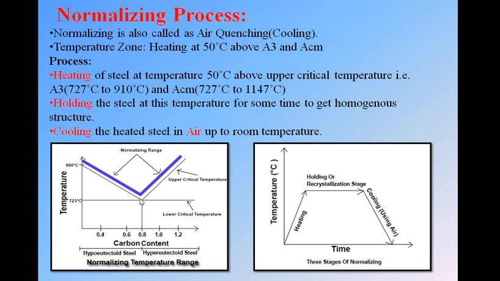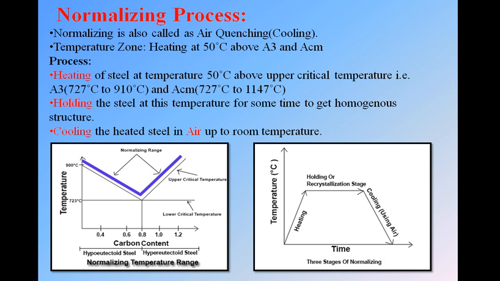So this is the ACM line, this is the A3 line, and this blue color zone is nothing but your temperature zone. In this zone only we are going to heat the steel. If we have steel with 0.4% carbon, then we heat it in this range. If we have 0.6% carbon steel, then we can heat it in this range. So this blue color indicates the zone to heat it. It depends on the amount of carbon the steel has. If you have 0.2% carbon, then we heat it at a higher temperature. If you have 0.4, then we heat it at a lower temperature, but it is always above the A3 temperature.